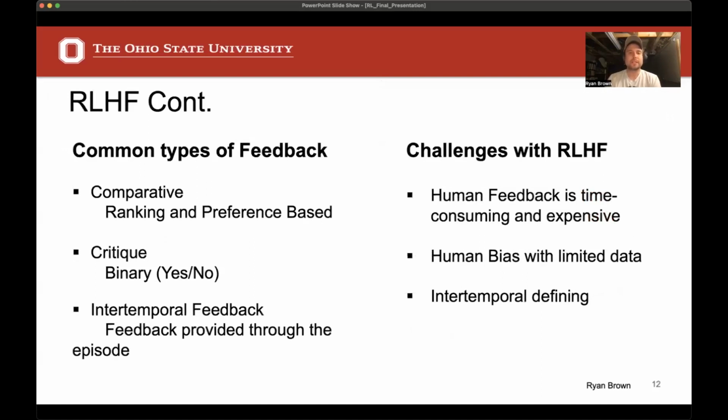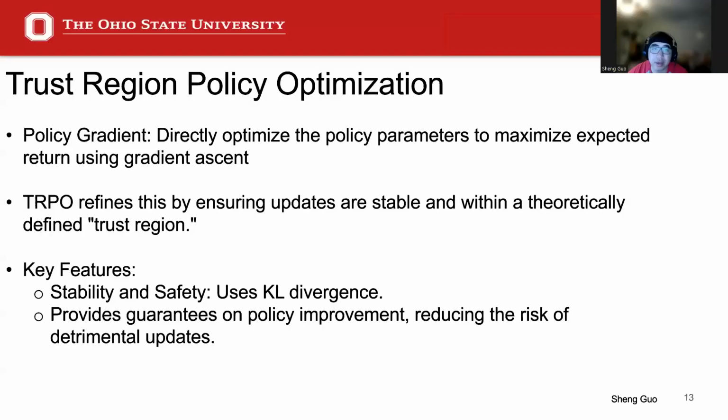Here are some of the common types of feedback with RLHF: comparative critique and intertemporal feedback, which is giving small rewards in the pursuit of a larger goal. And some of the challenges with RLHF are the fact that human feedback is time-consuming and expensive, and that there could be potential bias with limited data. Now I will introduce TRPO and PPO.